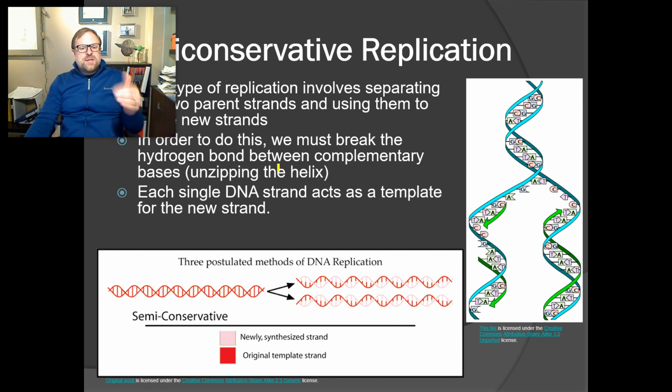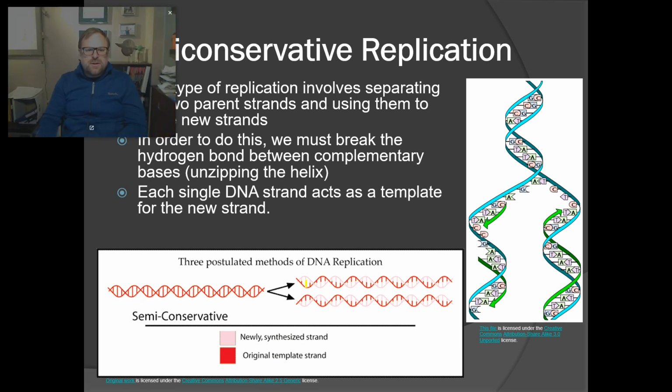In order to do this, we must break the hydrogen bonds, as we've talked about, and unzip that double helix. Each single DNA strand, this one over here and this one over here, acts as a template to create a complementary copy on each side. This is what we mean by semi-conservative replication: you start out with a double helix. When we're done, you'll see that the dark red here is our parent strand on either side, and the newly synthesized strand is in pink, which might be barely visible at this point. So that's what semi-conservative replication is.